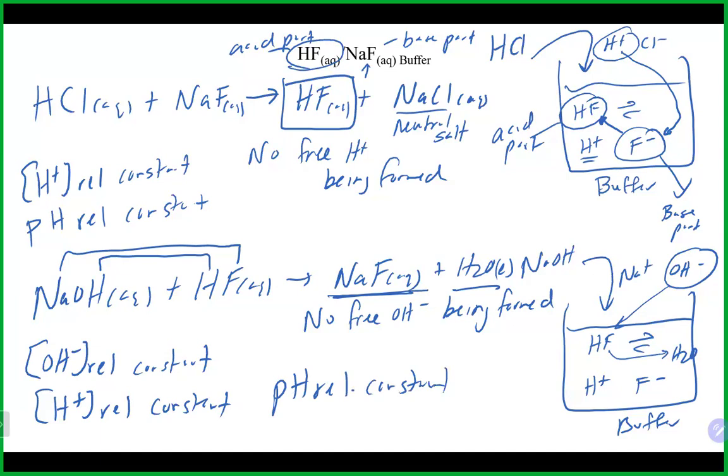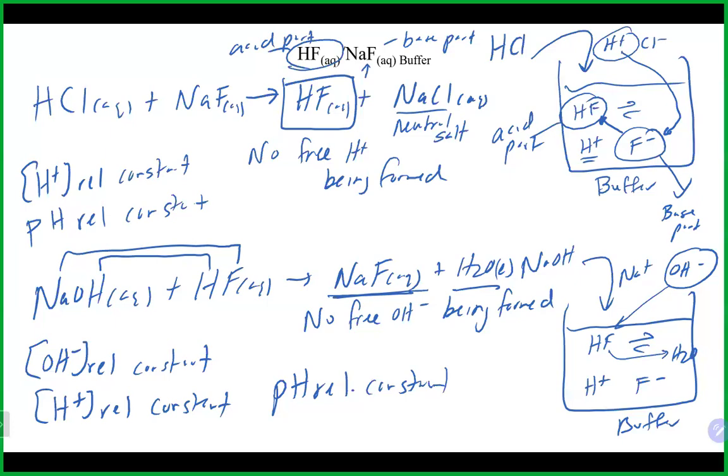So ultimately, how a buffer works is because it has an acid part and a base part, when you add additional acid or base to your buffer, it prevents the formation of free H+, it prevents the formation of free OH-, and both of those things is basically what will keep the pH relatively constant. We won't see really big jumps in pH. Again, you'll see very small movements if your buffer is good, but you will not see these really big jumps.